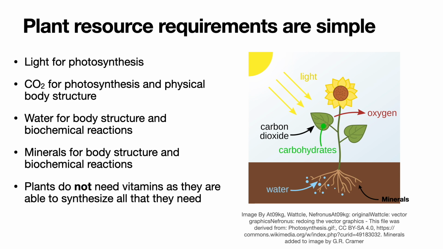Plants have very simple, very basic requirements. First of all, they need light to provide photosynthesis or energy for the plant. They need CO2 for photosynthesis and the physical body or structure of the plant. They need water for both their body structure and for biochemical reactions to occur. And they need minerals to build their body structure as well, but also for many biochemical reactions. Plants do not need vitamins as they are able to synthesize all that they need. So they need light, CO2, water, and minerals, and that's it.